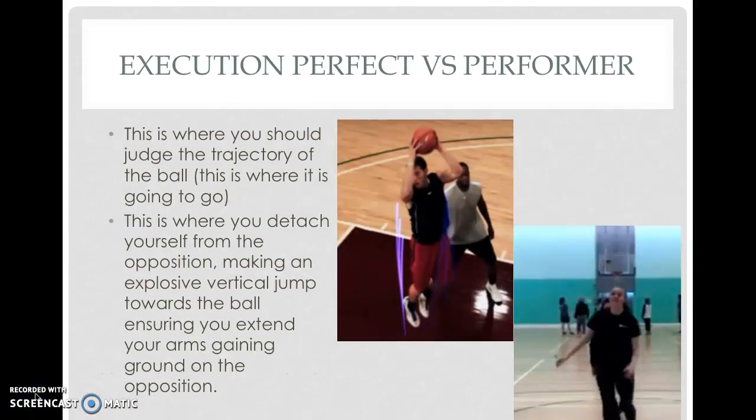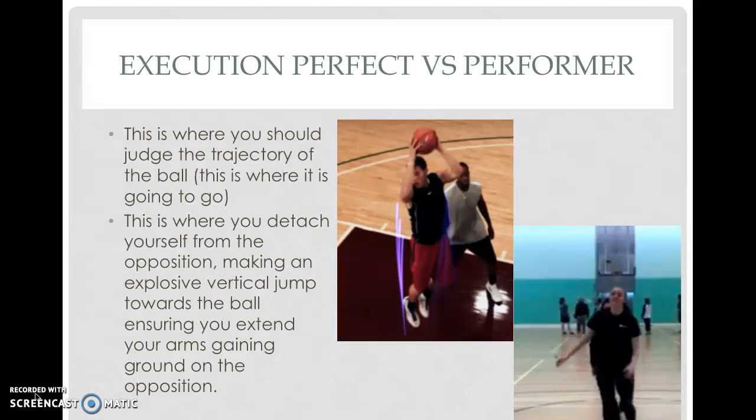Execution, perfect versus performer. In a perfect execution of a box out and rebound, the performer should judge the trajectory of the ball, which is where the ball is bouncing off the backboard, like where it is going to land. This is where you detach yourself from the opposition, making an explosive vertical jump towards the ball, ensuring you extend your arms, gaining ground on the opposition.